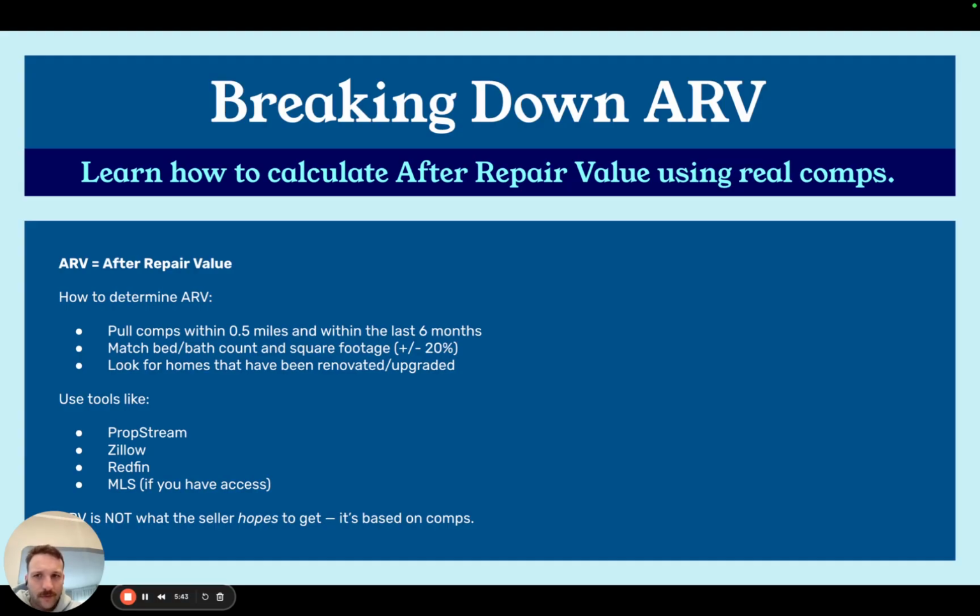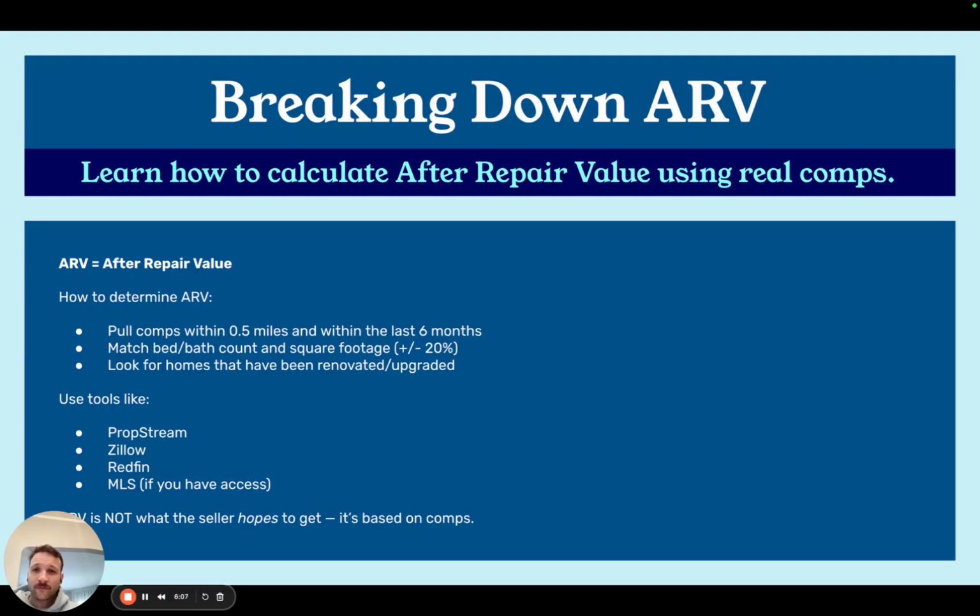But yeah, in order to determine ARV, you typically want to find a similar style home. So if you have a ranch, you want to compare it to a ranch. Now, that's not always the case. Some comps are harder than others, but at a high level, half a mile, 6 months, you want to match brick to brick or frame to frame. You don't typically want to use a brick and match it to a frame or vice versa.